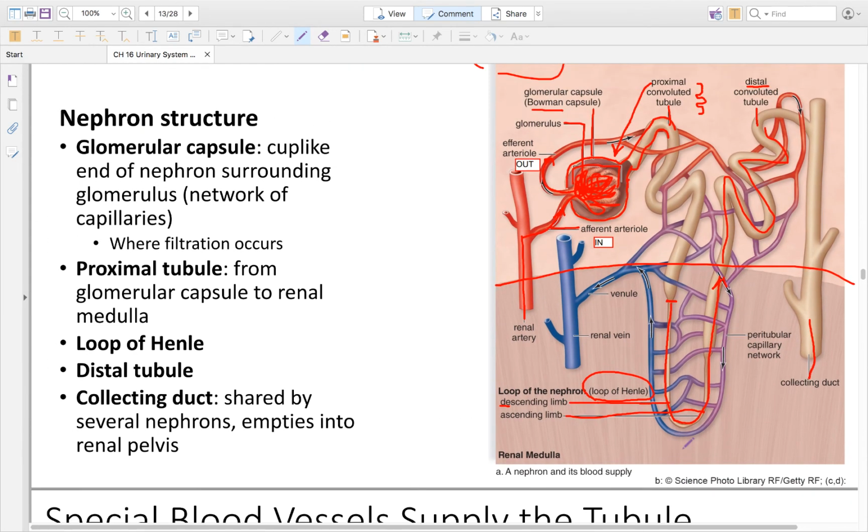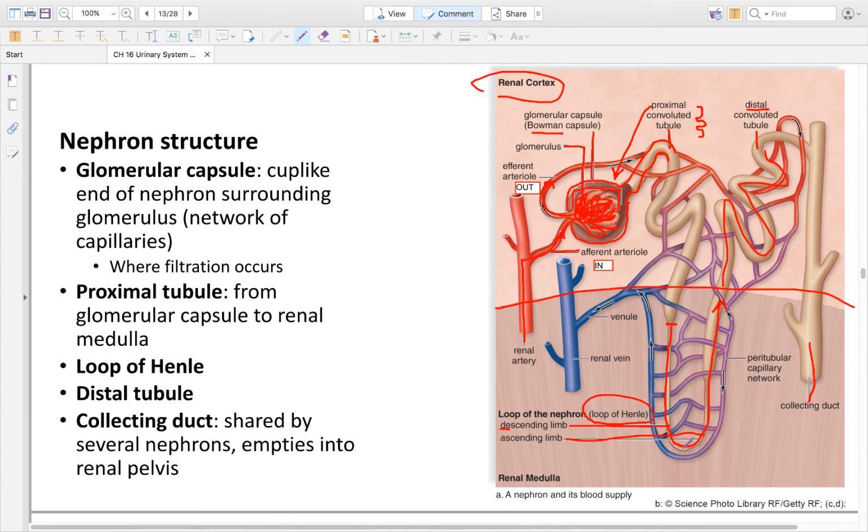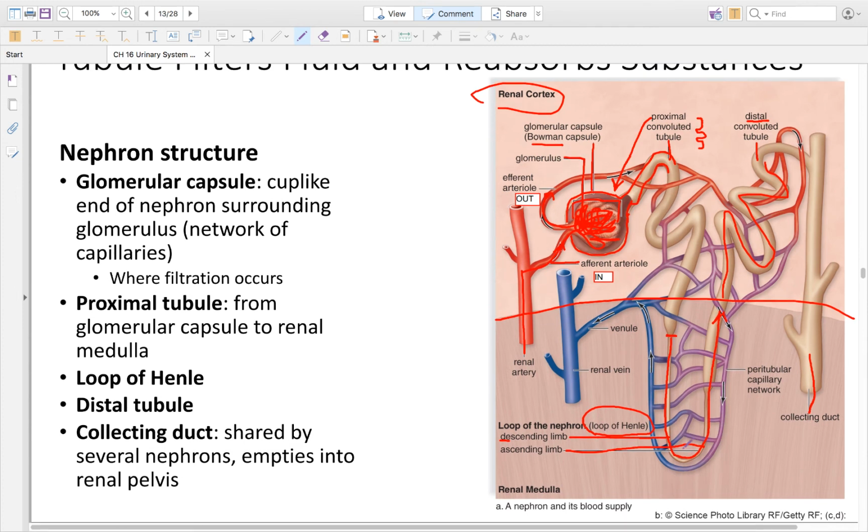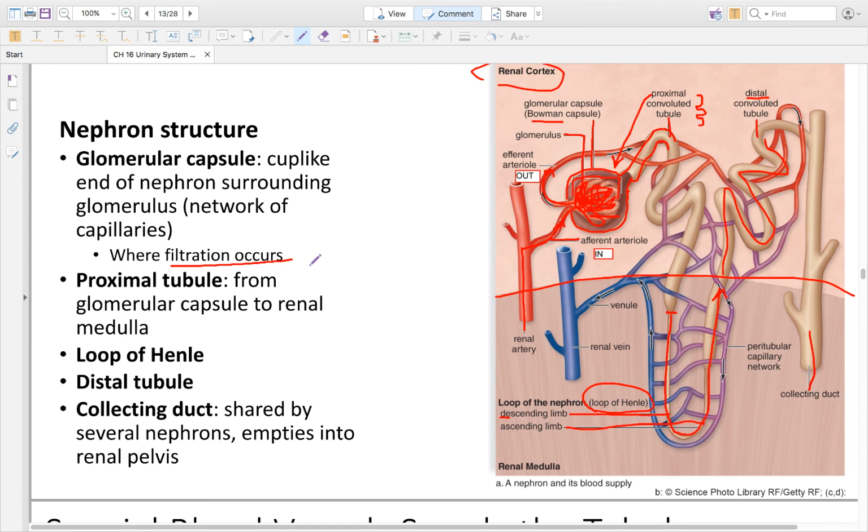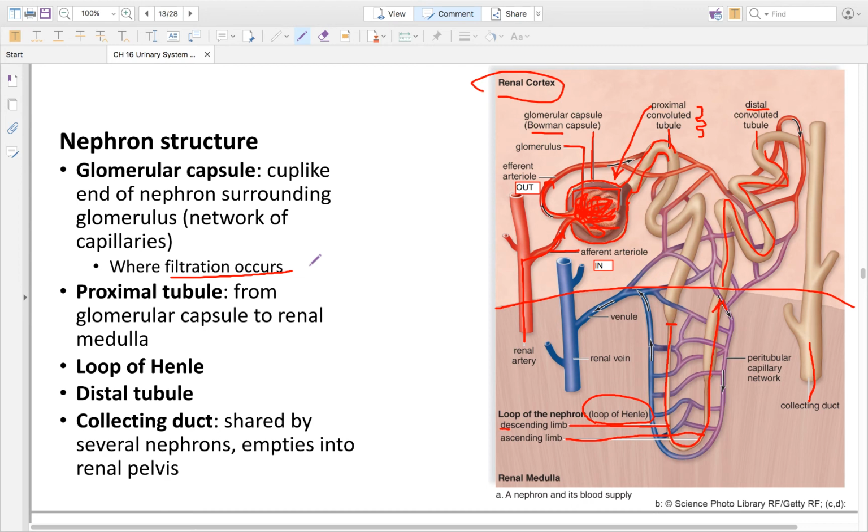All right. So let's kind of review a couple of things. The anatomy is important, and then the physiology, which is the actual urine formation, is important. Now, ultimately, the glomerular capsule is going to hold the glomerulus. We know that, and this is where filtration starts. Okay, the proximal tubule is in the renal cortex. It actually has a big role that we're going to discuss later. Then we have our loop of Henle. The distal tubule is distant, the collecting duct.